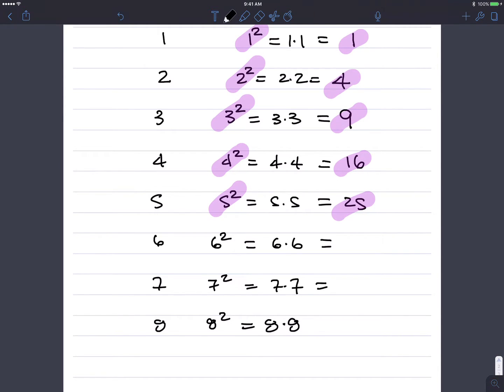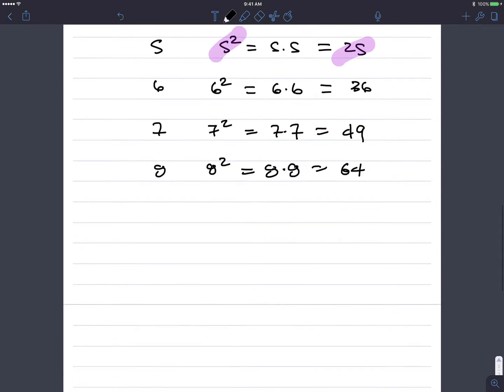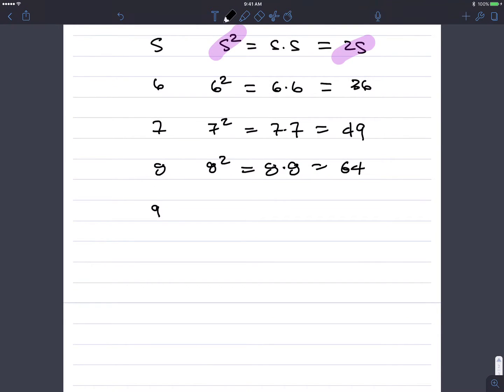And let's go through this list here. What is 6 times 6? Okay, 7 times 7. 8 times 8. 64. Let's continue. Let's go to 9, 10, maybe 11, and 12. Let's go down to there.